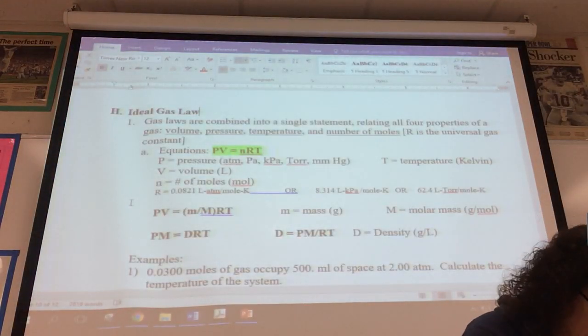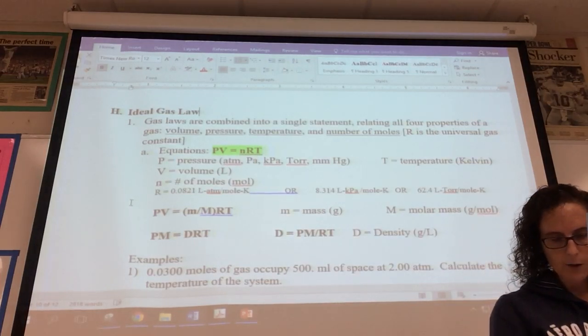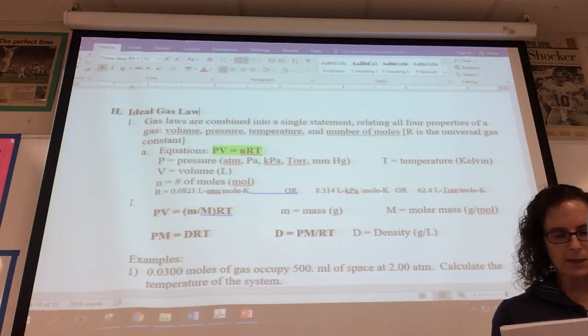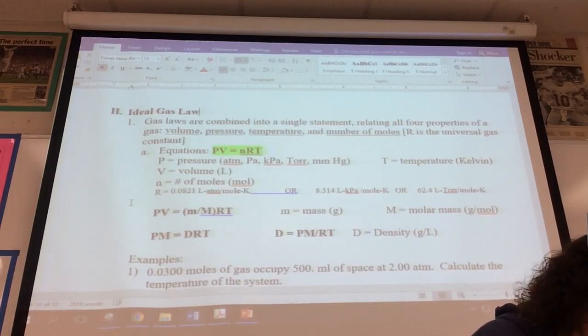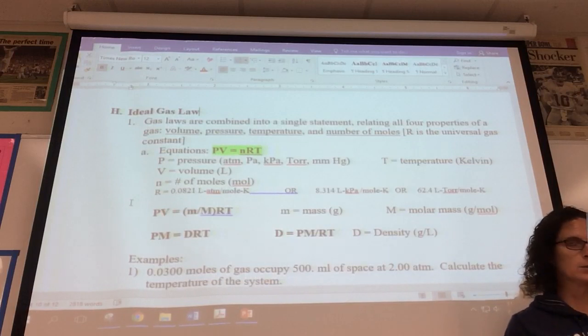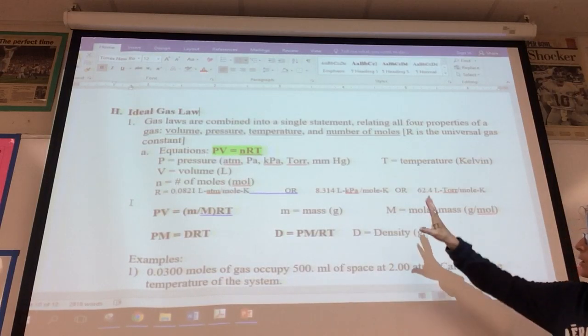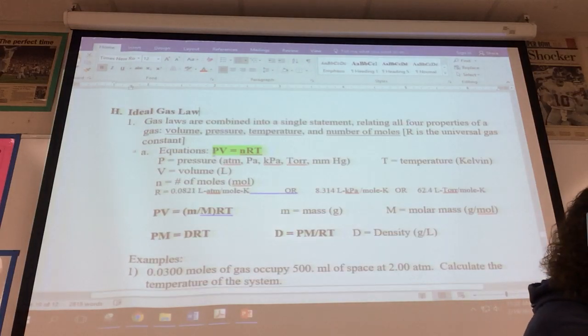One thing you really need to be aware of is the volume must be in liters, and the temperature, just as you have seen throughout this entire unit, must be in Kelvin. Must. Okay? PV equals nRT is known as the ideal gas law. Pressure times volume, pressure and volume being inversely related according to Boyle's law, is equal to nRT, where n is the number of moles of gas you have.